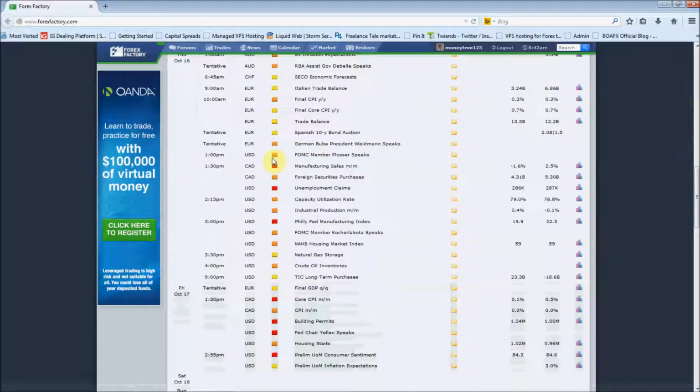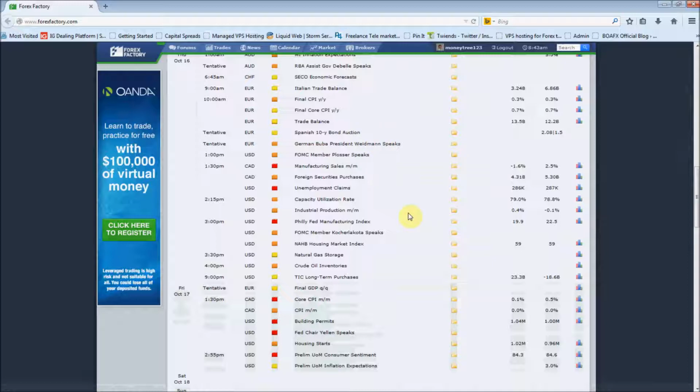Canadian dollar at 1:30 on Thursday. We've got manufacturing sales month on month coming in at minus 1.6%. Again, the Canadian did have good unemployment data come out the other day. Didn't really rally against the US dollar. It seems the strength in the US dollar is really driving that currency pair. So that's probably not going to change until the US dollar changes.